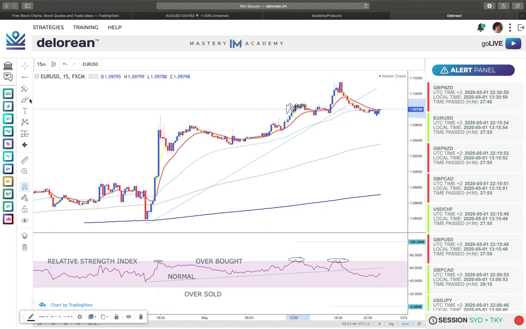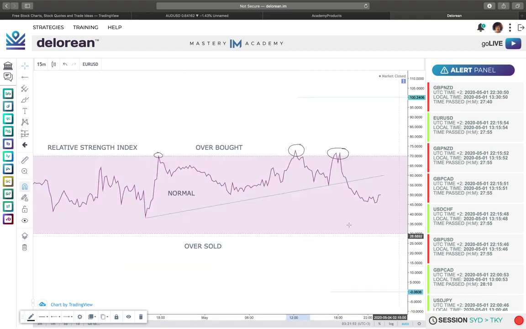You're basically thinking the opposite. It's not saying sell it. It's saying, in this case, the way we use Delorean, when you see this, you don't want to buy it.